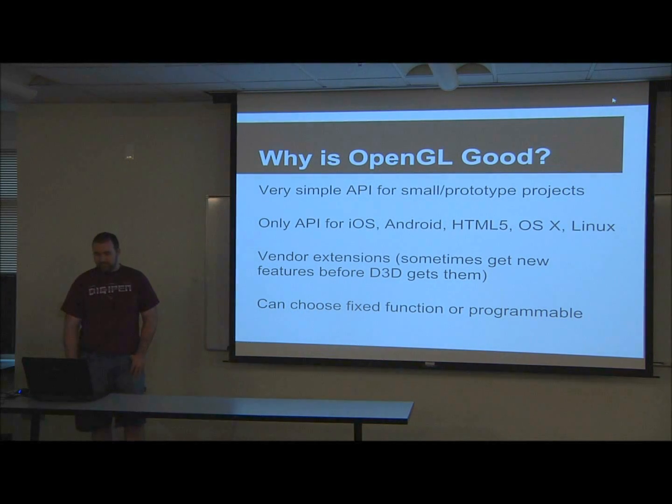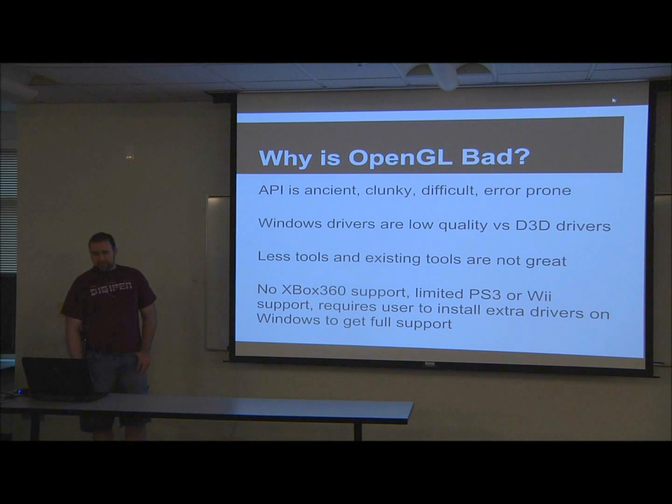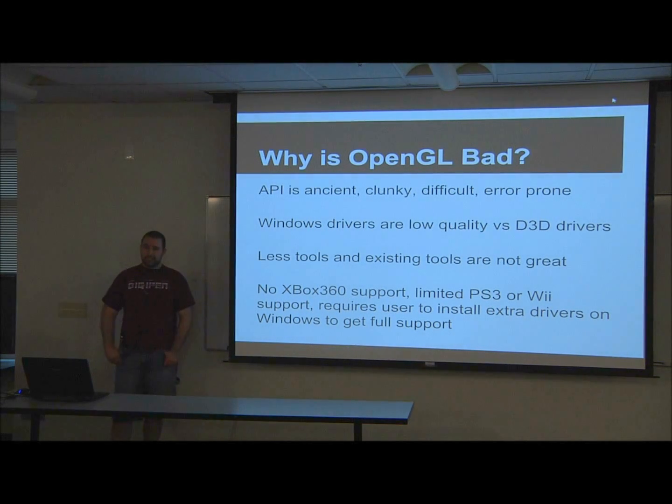And then one kind of smaller reason is that OpenGL gives you the ability to choose between fixed function or programmable pipelines, whereas the newer APIs generally force programmable pipelines on you. And there's some reasons why you might want to consider not using OpenGL. I know here at DigiPen, there's a lot of people who get very, very loud about why you should not use OpenGL.